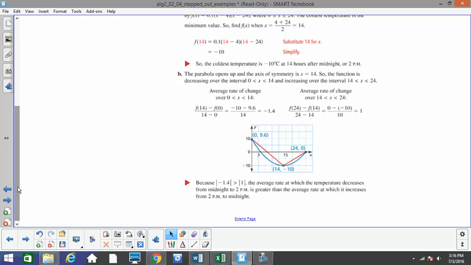So that's kind of interesting that the average rate of change at which the temperature decreases from midnight to 2 p.m. is greater than the average rate at which it increases from 2 p.m. to midnight.